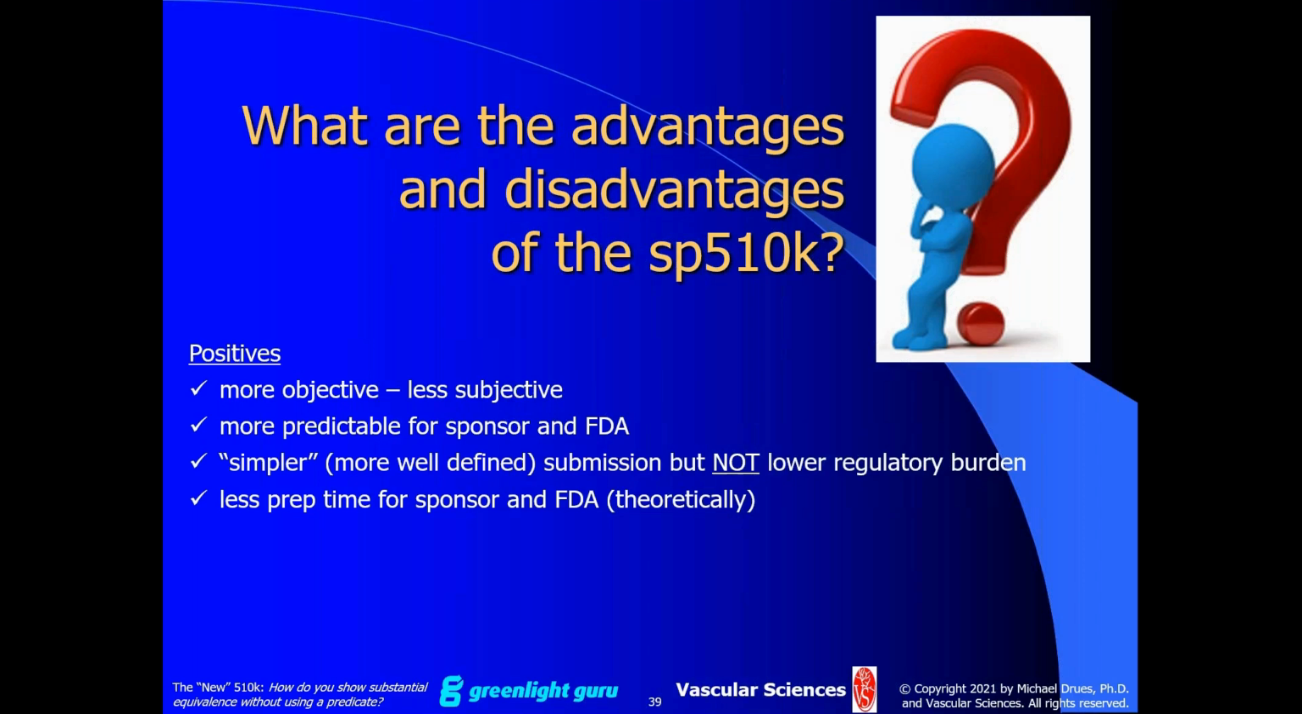And the last advantage of the SP 510K, and this is by no means a comprehensive list, is it should be at least theoretically less prep time for the sponsor to put it together, do the testing and put the submission together, and it should be less time for the FDA to evaluate it and come to a decision. Although, interestingly enough, according to the guidance, FDA is still allowing themselves the same review time, 90 days, for an SP 510K as well as the other 510Ks.